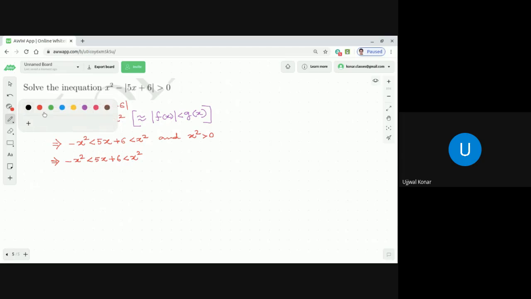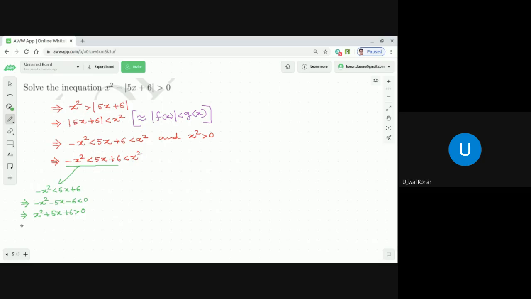Now, as we have done a few times today, we will break it into two parts. This is the first inequality: minus x square is less than 5x plus 6. That implies minus x square minus 5x minus 6 is less than 0. If we multiply both sides of the inequation by minus 1, then the inequality sign will change. So minus less than will be greater than, so x square plus 5x plus 6 is greater than 0.